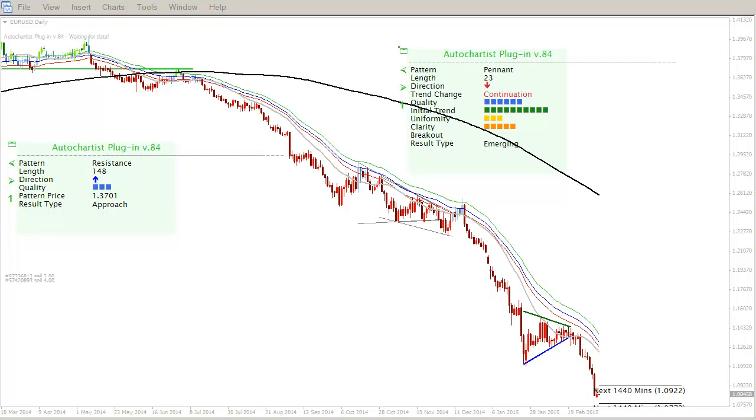I'm going to walk you through how I take an entry and manage it well past, say, a first or second profit target, and the tools I use to do it.